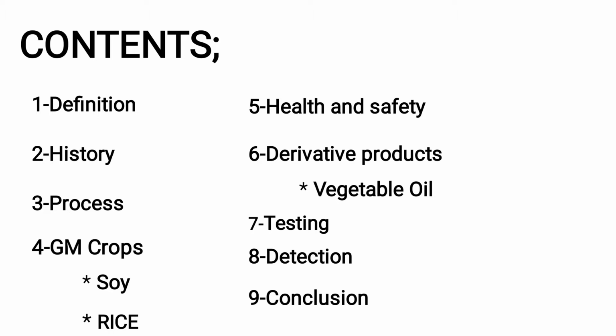First of all, I explain the contents of this presentation. First is definition. In definition, we learn about the basic procedure, basic reactions of the formation of GM foods. In history, we discuss the history of GM foods, in which we study how, where, and why GM foods came into existence. Firstly, which country introduced the GM foods, and then in process we learn which are the processes, which are the reactions that occur to form a genetically modified food.